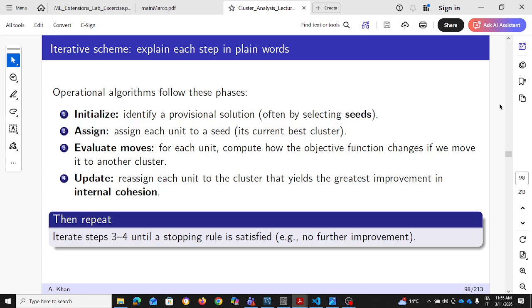Maybe we can assign this one to this cluster. Maybe this is the minimum distance between them. And we are heading towards the mean. That's our objective. Okay?